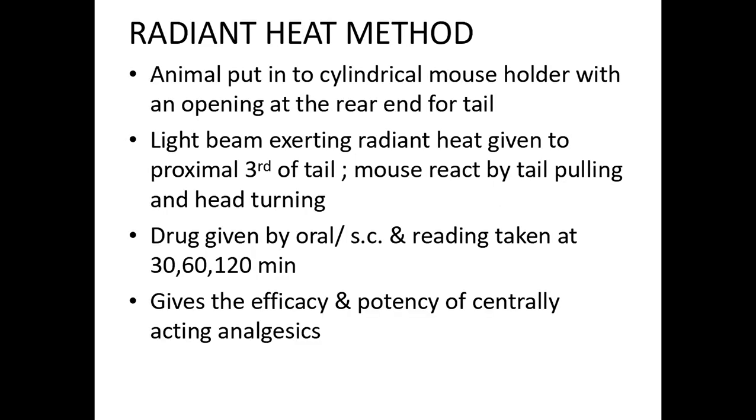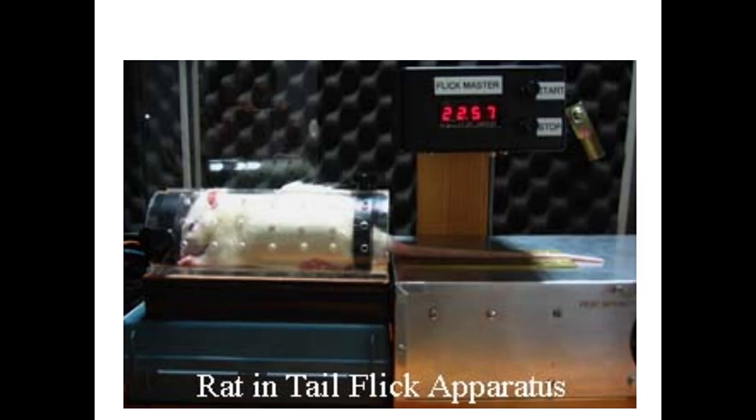And then coming to the thermal methods, radiant heat method. The animal is put into a cylindrical mouse holder with an opening at the rear end for the tail. A light beam exerting radiant heat is given to the proximal third of the tail. The mouse reacts by tail pulling and head turning. Drug is given by oral or subcutaneous route and reading taken at 30, 60, 120 minutes, and it gives the efficacy and potency of a centrally acting analgesic. So centrally acting analgesics can be tested by the radiant heat method. So this is the rat in tail flick apparatus given in the image.